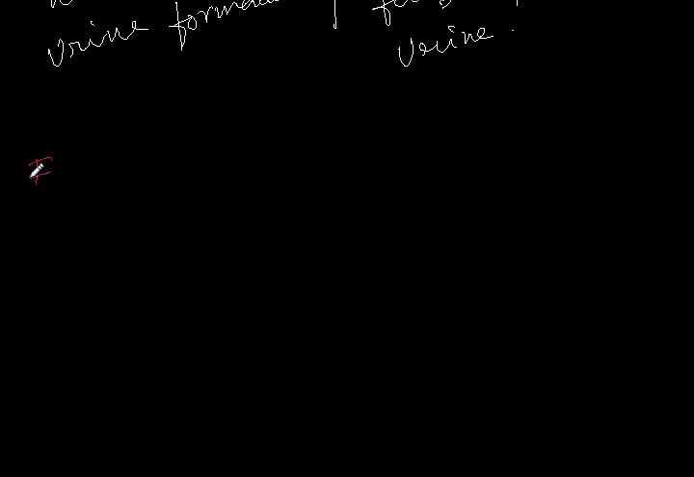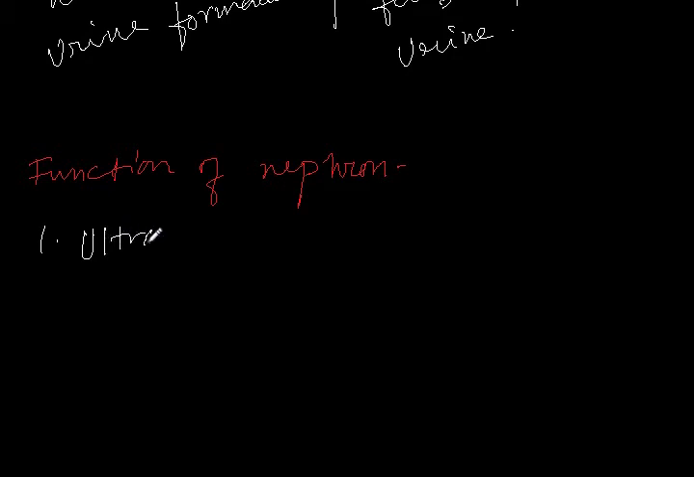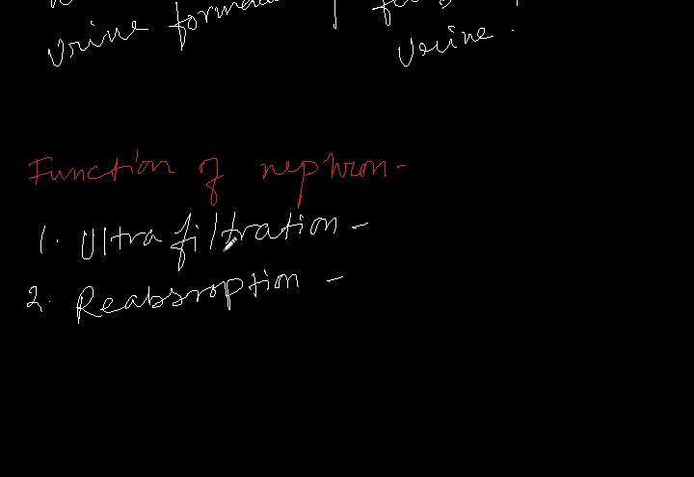Now, the function of the nephron. The nephron performs four basic functions. First is ultrafiltration, by which the excretory substances get eliminated or absorbed from the glomerular blood capillary. The next is reabsorption. During ultrafiltration, some essential substances are also filtered, and these essential substances need to be reabsorbed, which takes place through the nephric tubule.